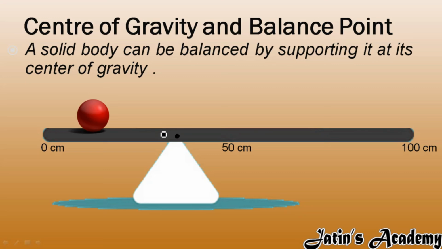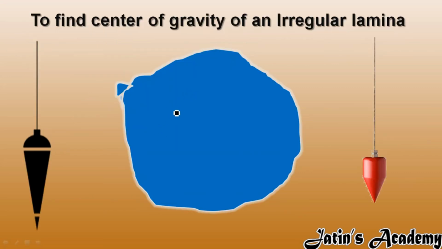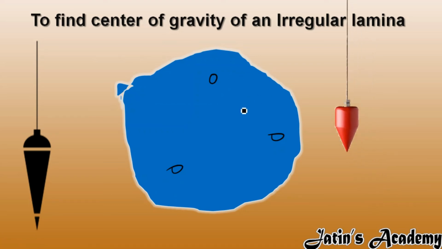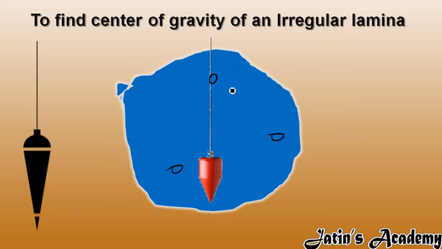Next we have how to find the center of gravity of an irregular lamina. The center of gravity of an irregular lamina we can find with a plumb line. So this is actually a plumb. We will make a plumb line. How will we make it? We will make 3 holes on the body. After that we will attach this plumb like this, and we will draw the lines. So we will draw the first line here. This is the first line I have drawn.